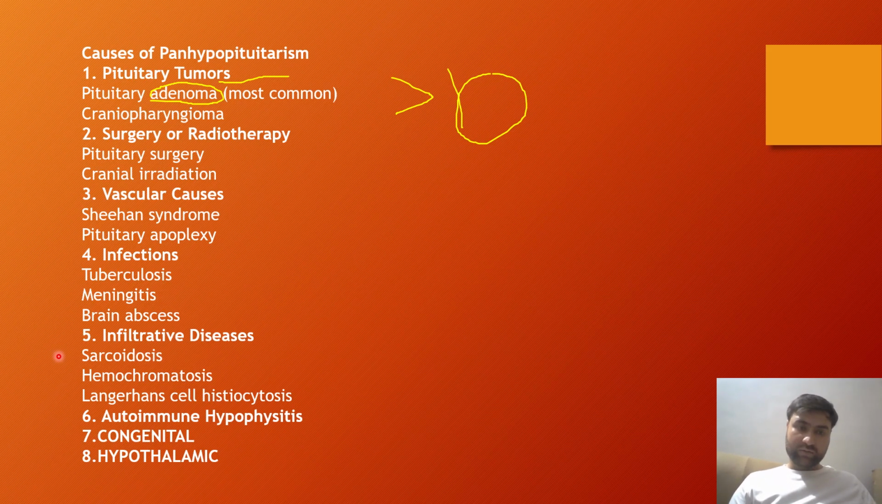Then tuberculosis, meningitis and brain abscess all can lead to panhypopituitarism, and certain infiltrative diseases which include sarcoidosis, hemochromatosis, these can all lead to panhypopituitarism. Then autoimmune hypophysitis, then congenital absence of pituitary gland, and hypothalamic hypopituitarism means the hypothalamus does not release the hormones that cause stimulation of the anterior pituitary to produce the hormones, and as a result, due to hypothalamic hypopituitarism, there is panhypopituitarism, that is the pituitary gland does not produce the hormones.